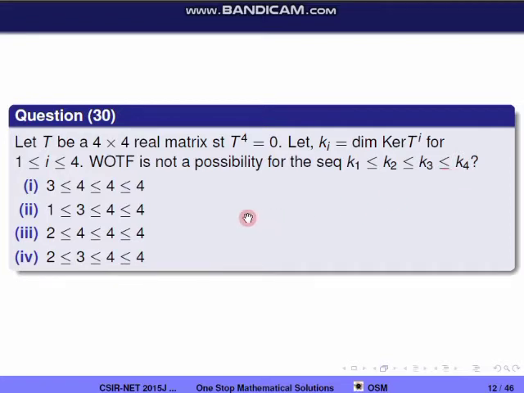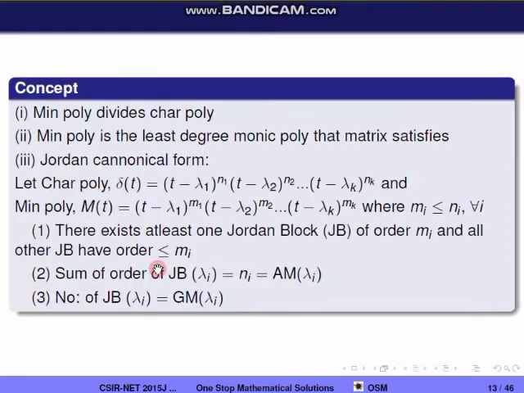So we have given a T matrix here which satisfies this equation. Ki is defined like this. Then we have to find which of the sequence is not possible. So we look into the concept used. Minimal polynomial divides characteristic polynomial. Minimal polynomial is the least degree monic polynomial that matrix satisfies.